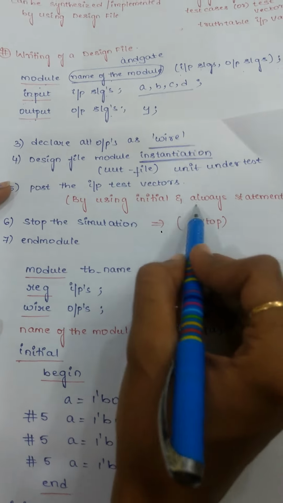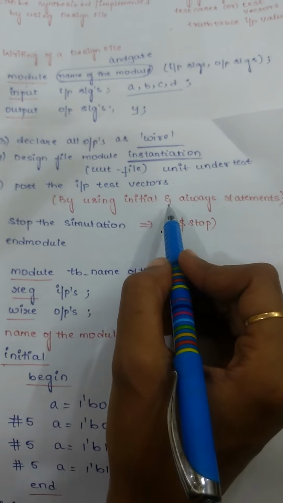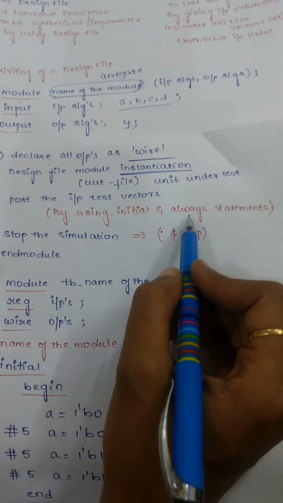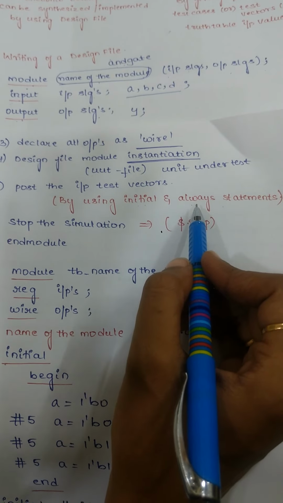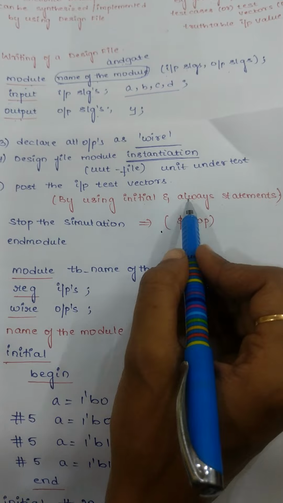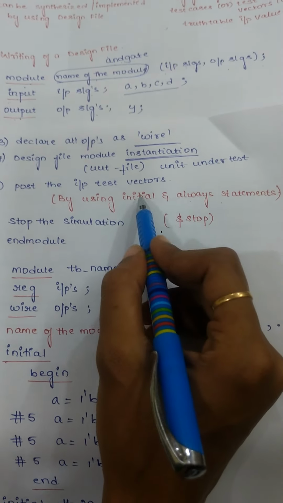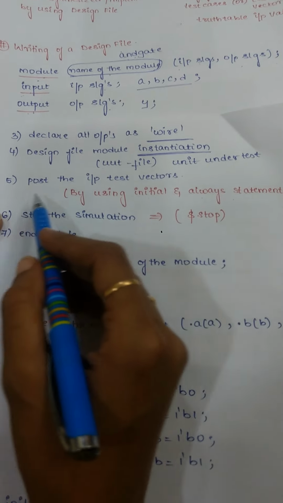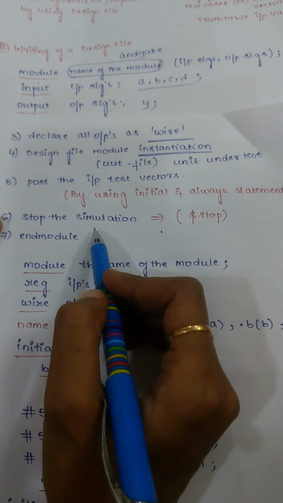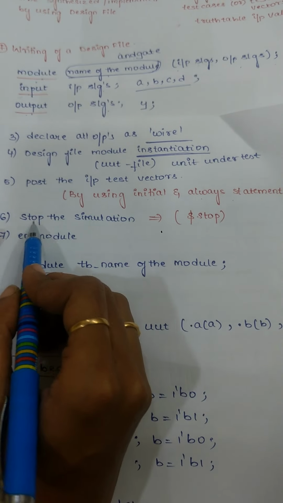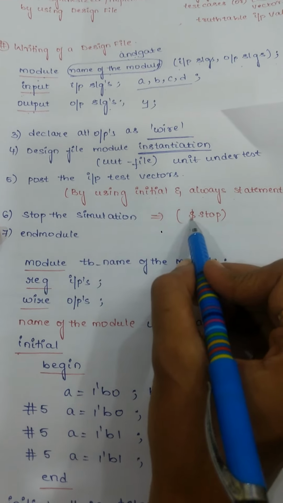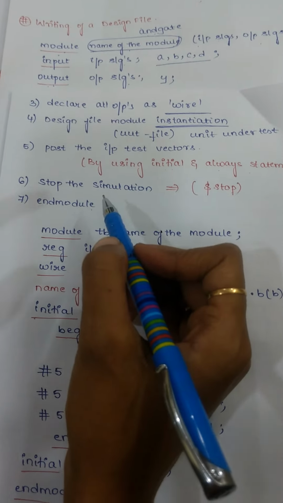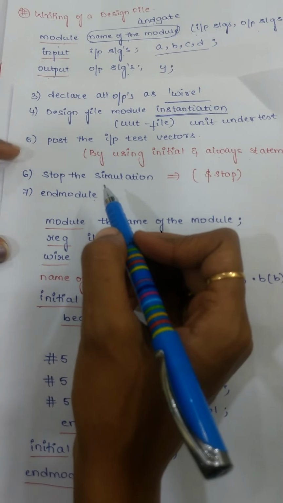What is the difference between these two? Initial means it will be executed only at that particular time. Always means it runs continuously for as many clock cycles as you are giving. Always is a repetitive instruction, while initial is executed only once. Since it keeps running, you have to stop your simulation somewhere, right? That is done by using the $stop keyword before the end module. So if you want to write a test bench, these are the 7 rules to be followed.